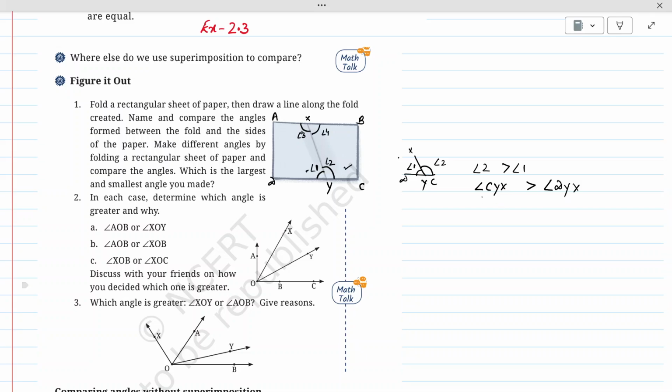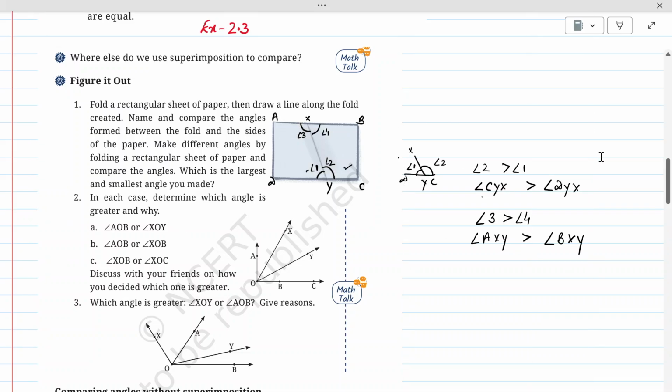And similarly here, angle 3 is greater than angle 4. Okay. Angle 3 is greater than angle 4. That means angle AXY is greater than angle BXY. Okay, over here.